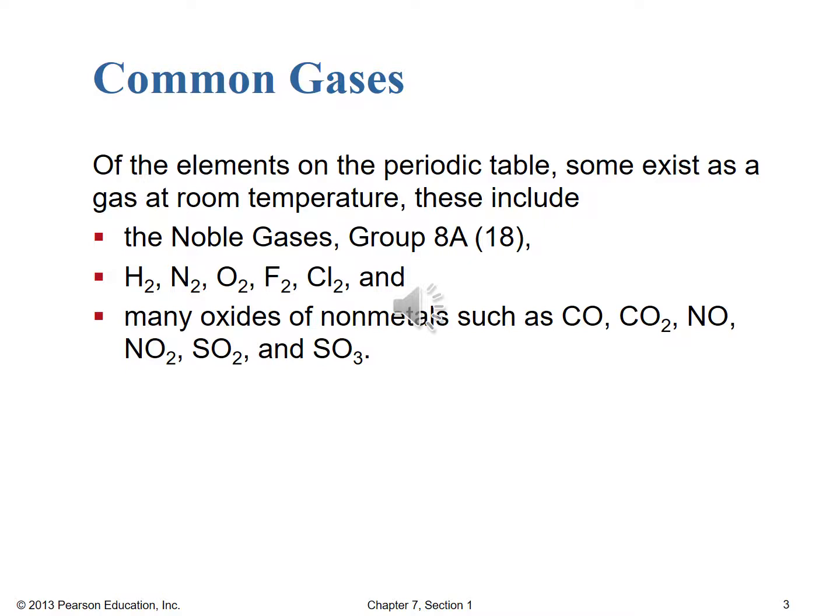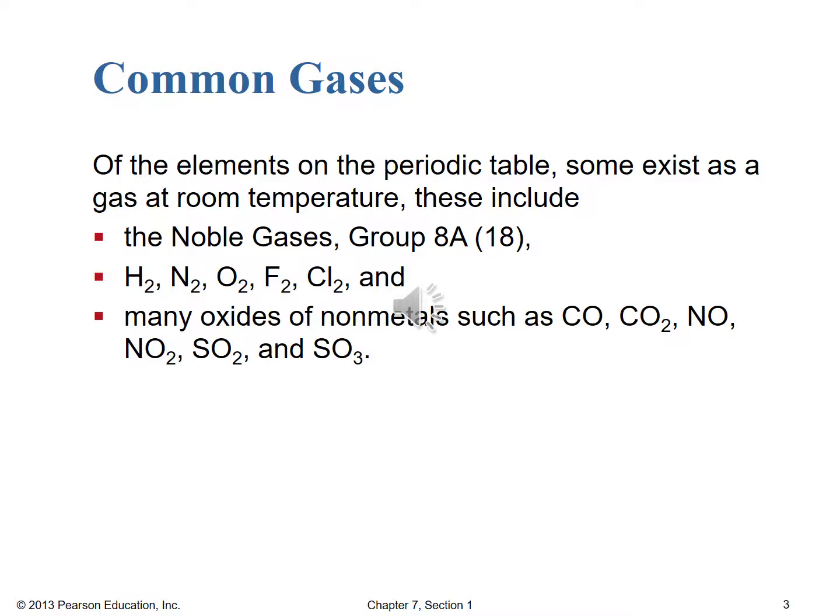So of the elements on the table, we've seen that a number of them are gases at room temperature, and those that fall into that category would be the entirety of group 8 or group 18, the last column on the periodic table, the noble gases. Gases is part of that column name, so it makes sense that all of those should be gases at room temperature and pressure.